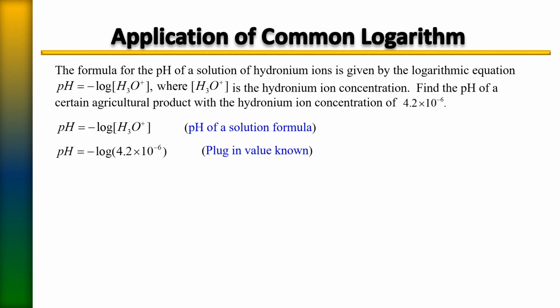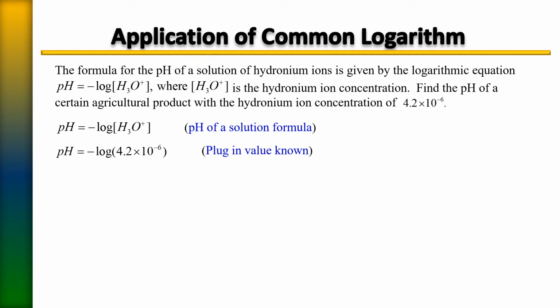So once we plug that in, you could just use your scientific calculator easily to get the answer at this point. Do it all in one. Just type in negative, find the log key, and then type in 4.2 times 10 to the negative 6. Press enter, and you've got your answer. It's as simple as that.